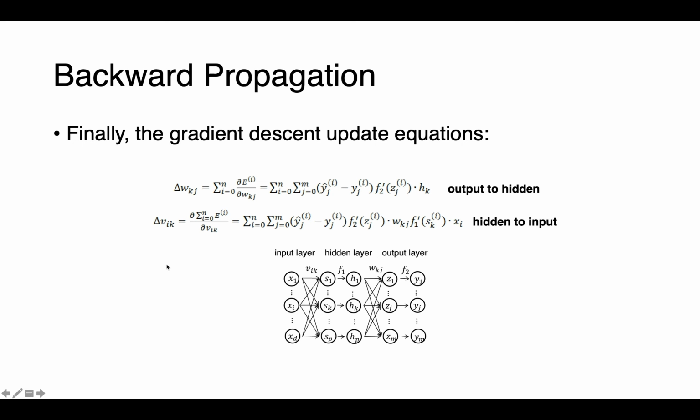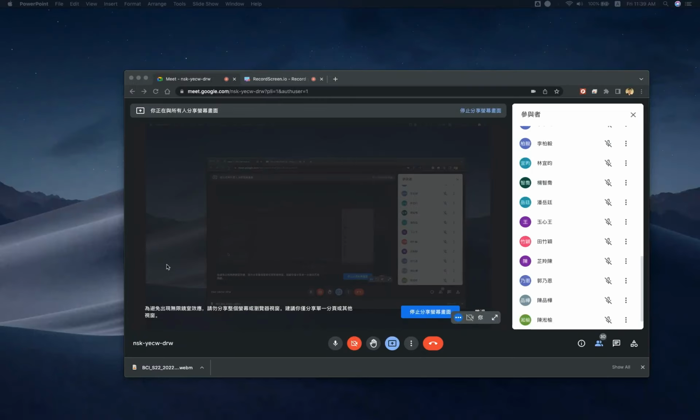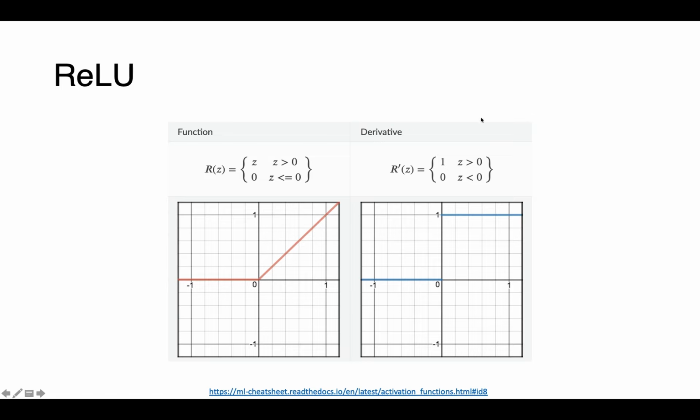So in your neural network, it's important to choose your activation function. Here, I'll just introduce some well-known activation functions. Here we have ReLU. It stands for rectified linear unit. This formula is relatively simple.